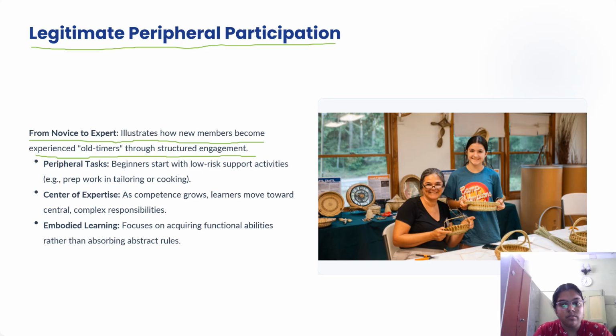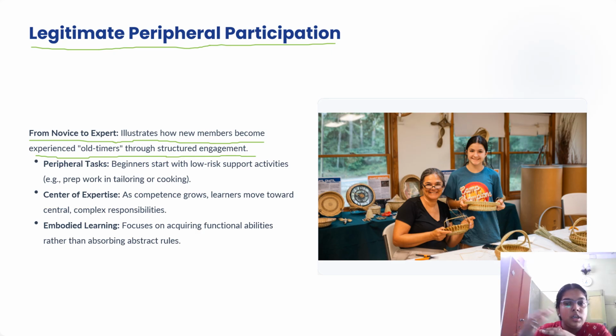After a certain period of time, he or she gets accustomed with the members of the community, with the norms, the values, belief system, attitude of the community. Same here in case of legitimate peripheral participation. Here it is also stated that it illustrates how new members become experienced old-timers, the way of becoming experienced through a structured engagement, through a proper engagement.